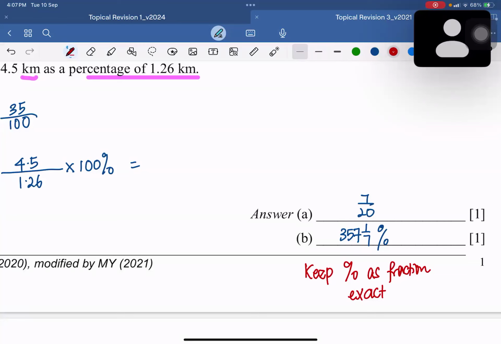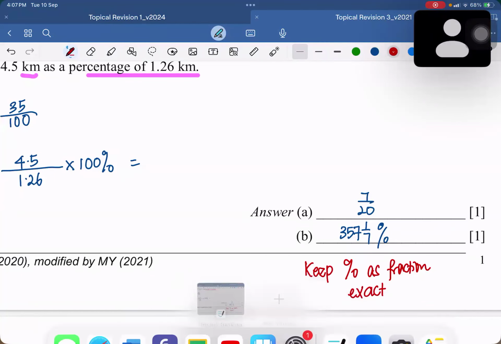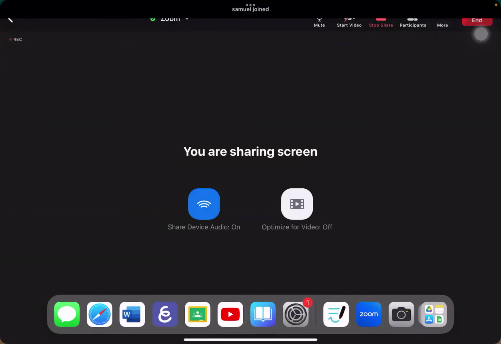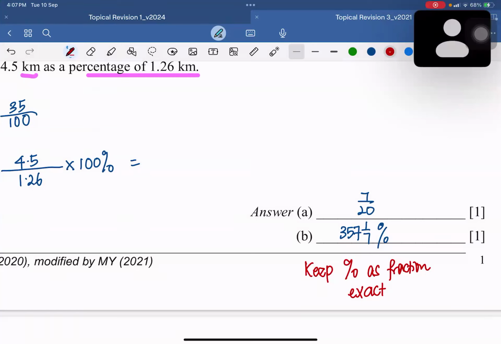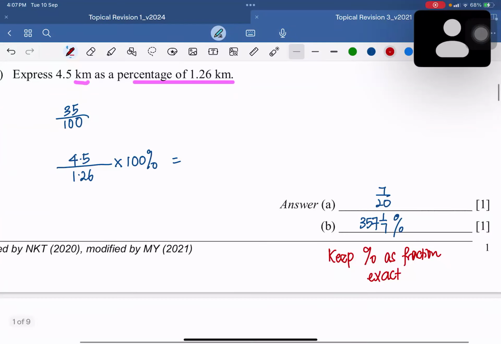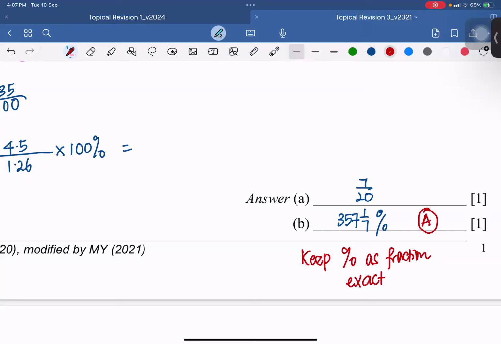For example, in this case, 357 and 1/7 to 3 significant figures, right? I may not have a decimal place at all. It will end up with just the number 357 probably. So I'll keep it as a fraction to be as exact as possible. If you do not keep it as a fraction and you round off to 368, and you may need it for the next few parts, there might be an error in accuracy. So try to keep it as accurate as possible.